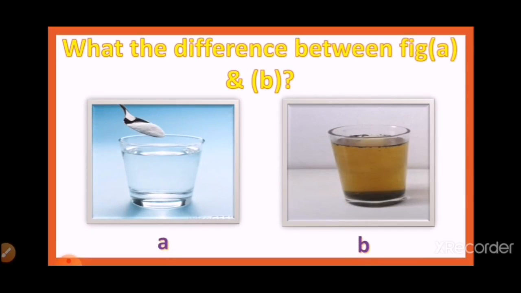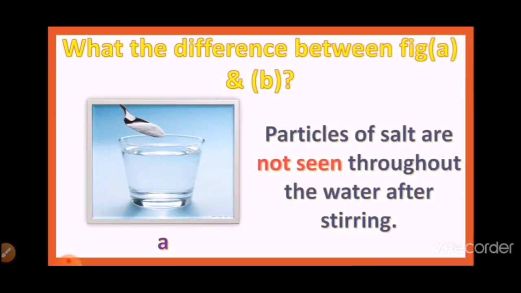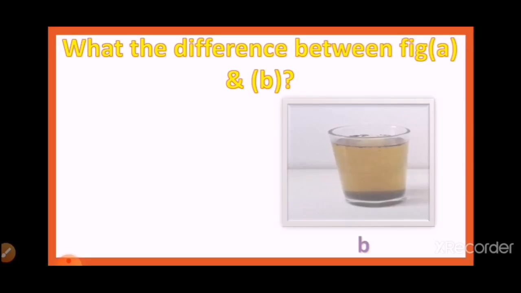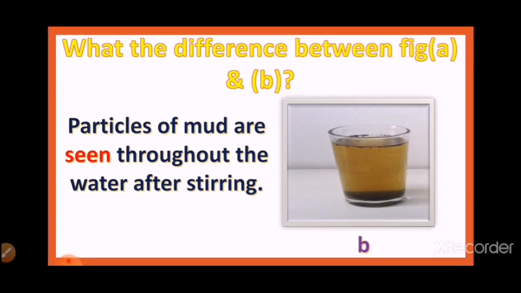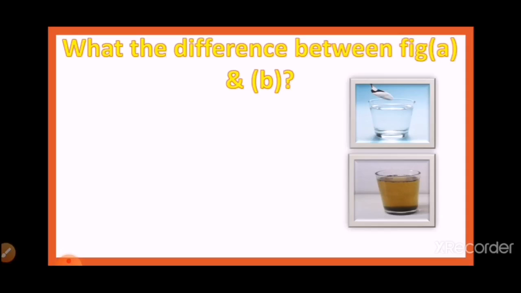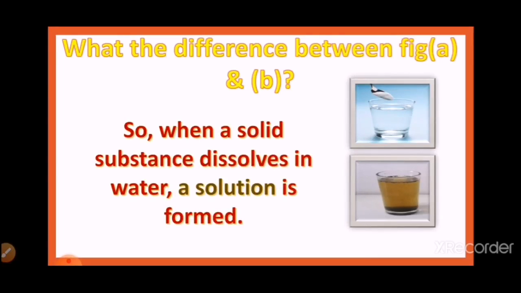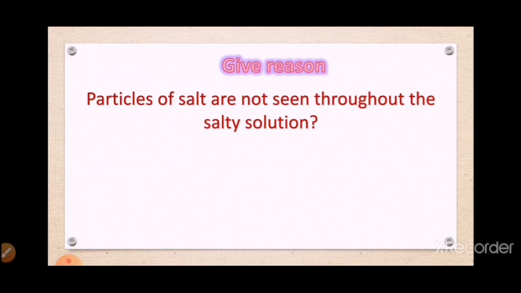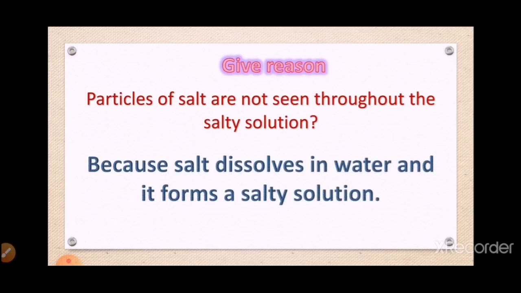First, what is the difference between figure A and B? A: Particles of salt are not seen through the water after stirring. B: Particles of mud are seen through the water after stirring. So when a solid substance dissolves in water, a solution is formed. Here give a reason. Particles of salt are not seen through the salty solution. Why? Because salt dissolves in water and it forms a salty solution.